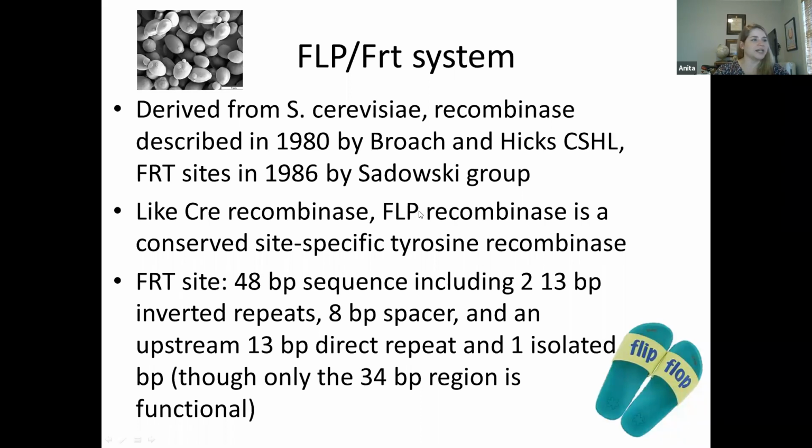I just wanted to point out that it's called FLP recombinase, and we call it FLIP. I was reading the original paper from 1980, and they just decided to call it FLP. There wasn't a lot of reason other than it flip-flopped the DNA in that bacterial plasmid. They said it flip-flops, and so they called it FLP. So that is FLP recombinase.